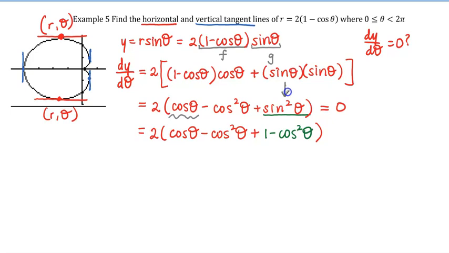So you would use a Pythagorean identity on the sine term. So now this expression only has cosine. It's quadratic in cosine. We know how to solve quadratic equations. So ultimately now we have something that we can factor and solve this equation. So I'm going to continue to clean this up.